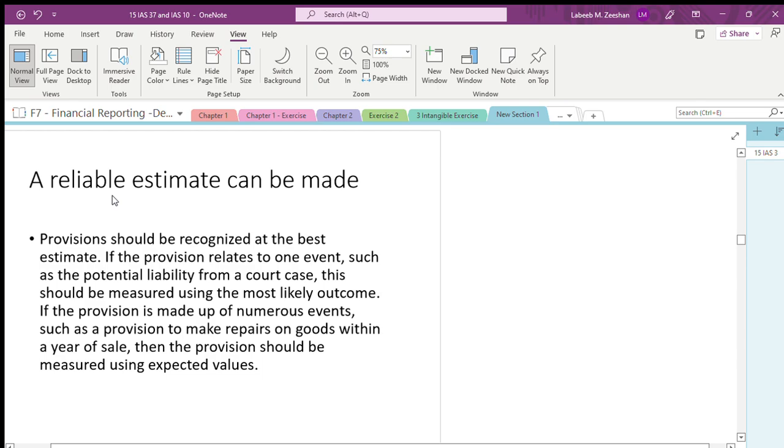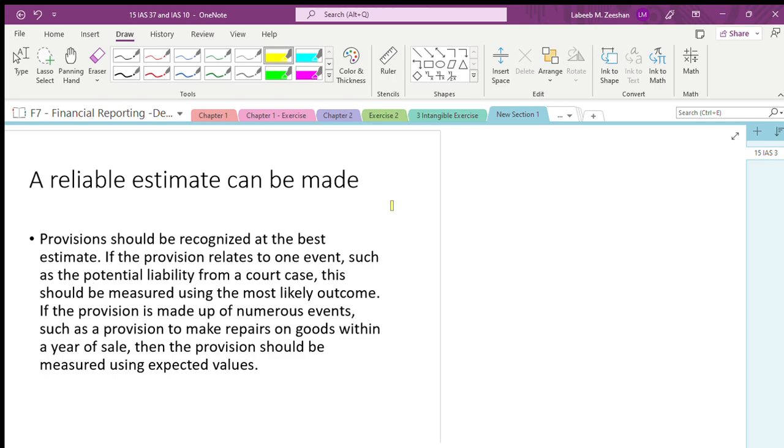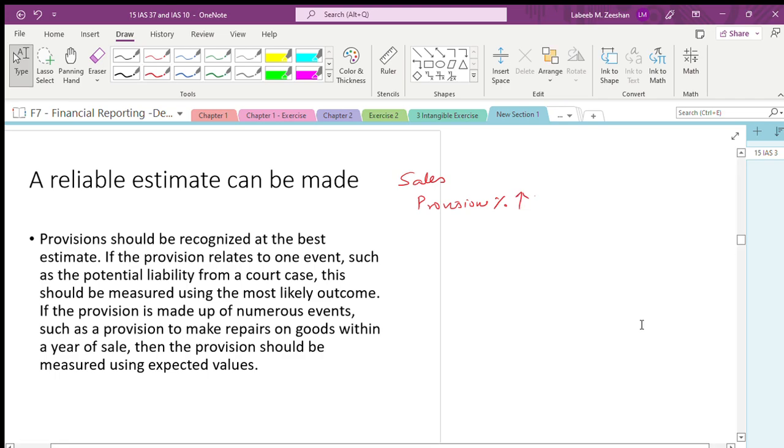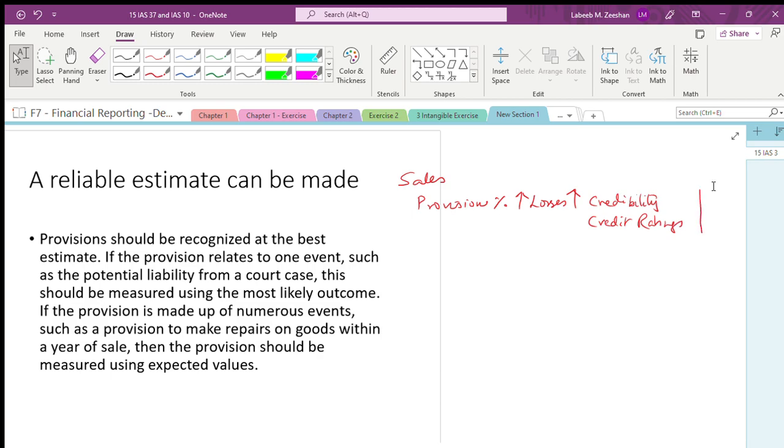Now, I told you at one point of time, when you are talking about the sales, as the provision percentage increases, the losses will also increase. The credibility or the credit ratings will decrease, and subsequently the market value will also decrease.